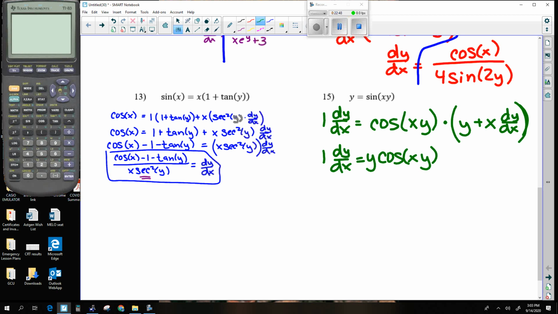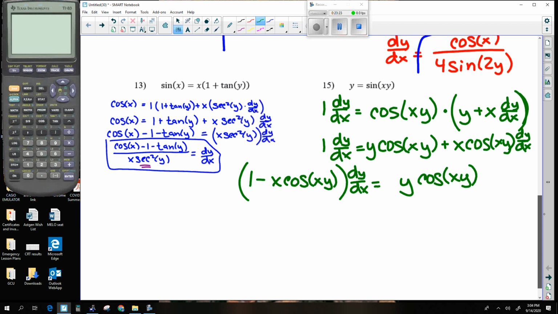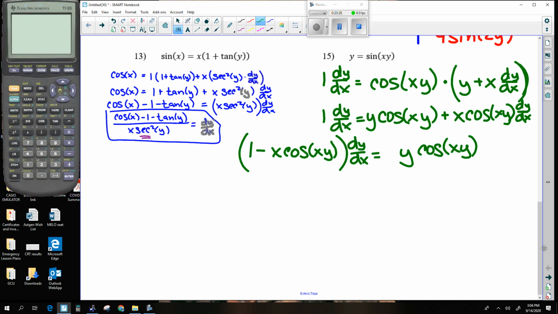This y plus x. Get all dy dx to one side. I'll move those all to the left. So 1 minus x cosine xy. That's the stuff that had the dy dx. And I'm left with y cosine xy. Divide off what I don't want.